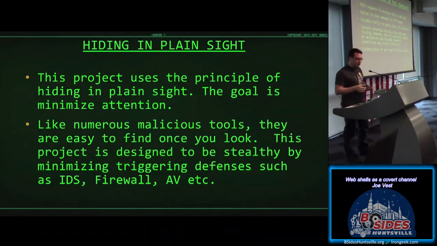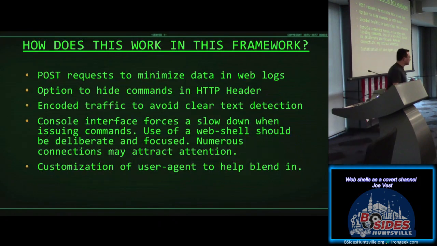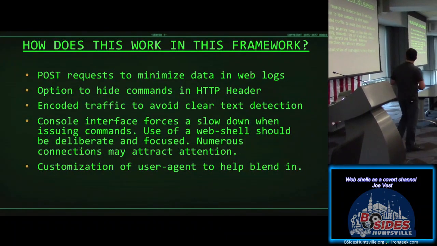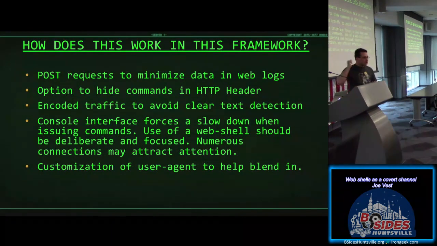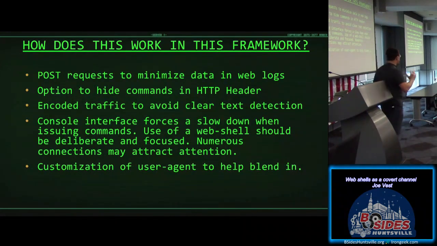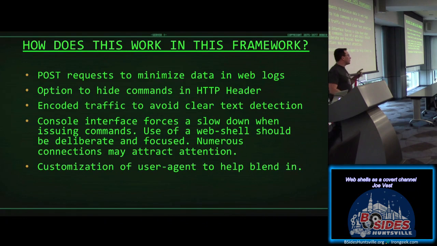Okay. So how do I do this? In this tool set, I'm using post requests to minimize data in the web logs. There's some improvements in this space I can do, and I'll show you that later. But I also started hiding things in the HTTP header. So instead of using data through a post parameter, I put it in the HTTP header. I'm encoding the traffic. So encoding both what I send and what I receive. So I want to control both sides of that so that I minimize any sort of sensor seeing something strange.